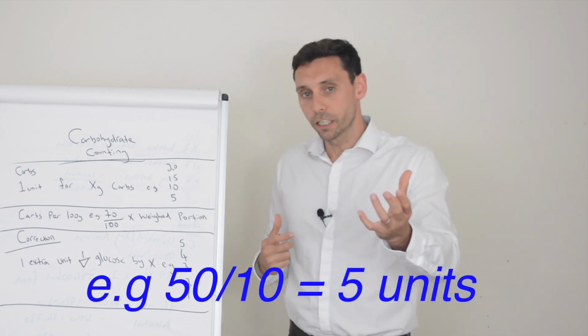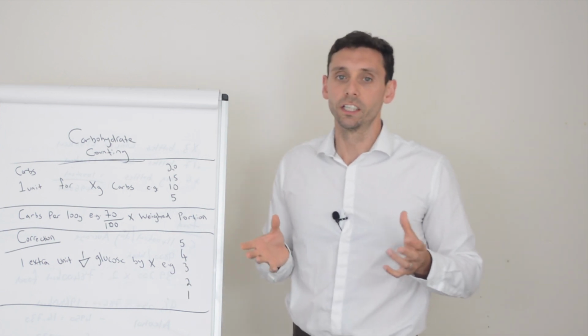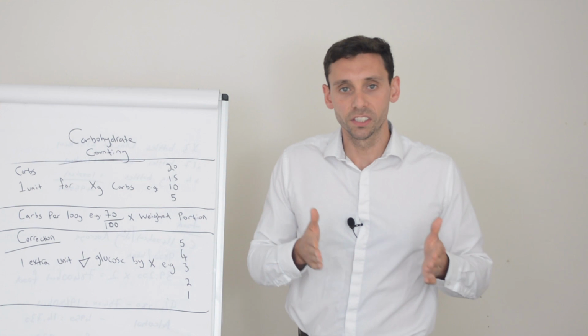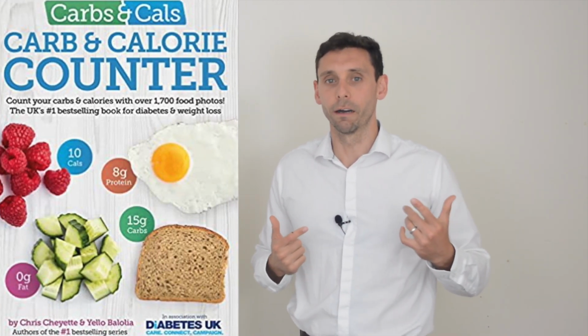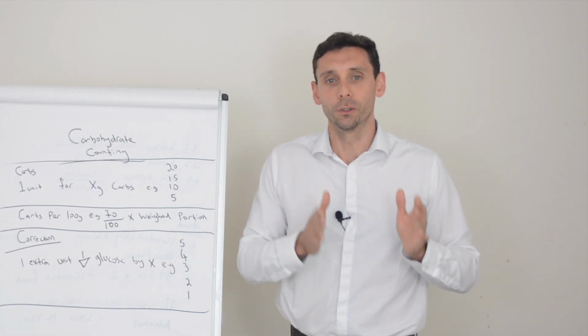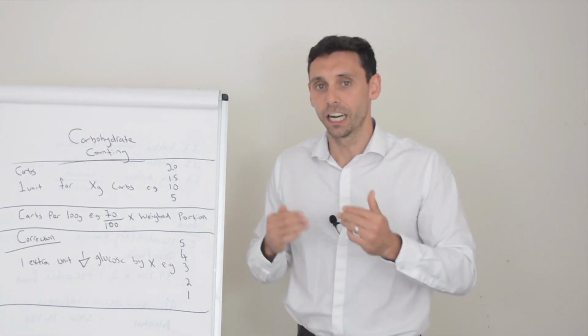So how do we work out the carbohydrates? There's a couple of different ways. There's a really good app called Carbs and Cals, as in calories. With my accent, some people think I'm talking about actual cattle. I'm not. We're talking about carbohydrates and calories, Carbs and Cals.